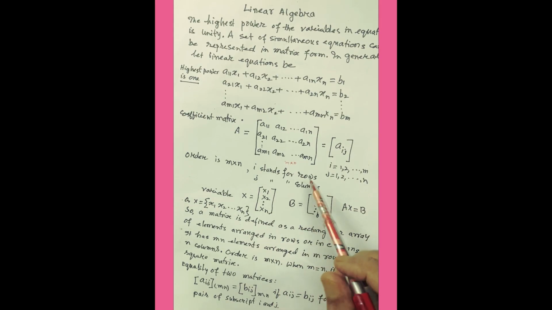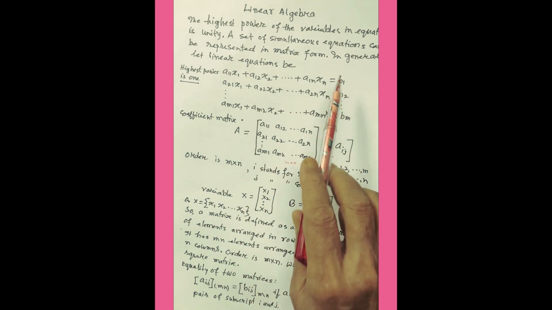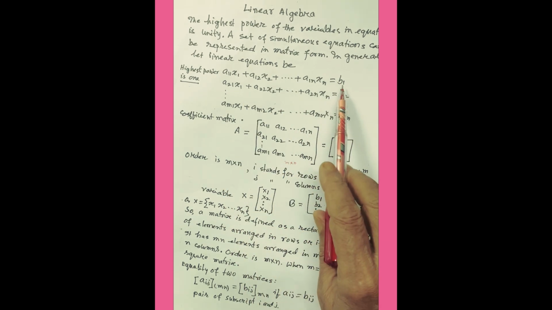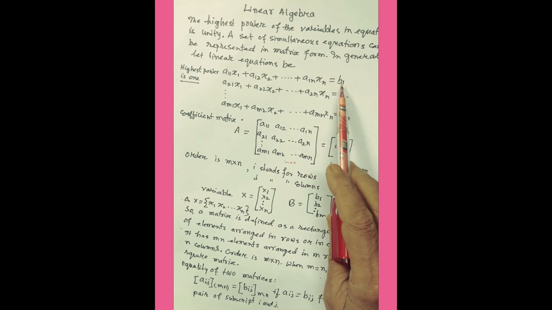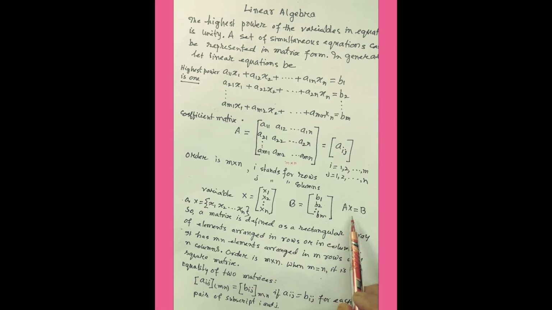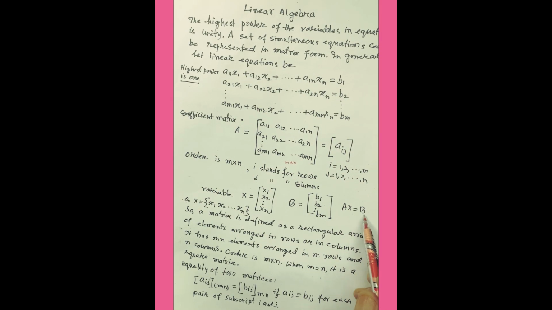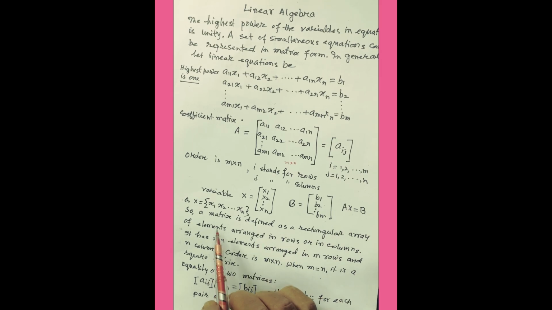Then the B matrix, the solution vector, because these are known. So this equation is equal to this much, this equation is equal to this much, like that. When you illustrate, it will be some figures. We call it the solution vector. So it can be expressed in matrix form as AX is equal to B. The whole equation system can be expressed as AX is equal to B.